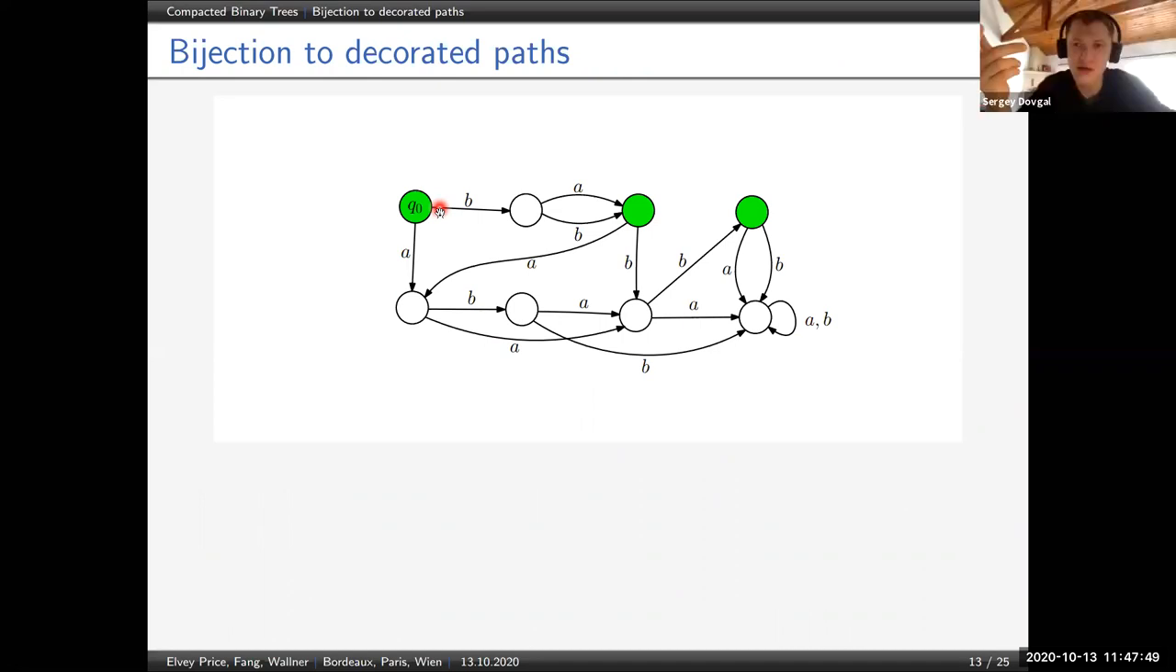But you say like automata recognizing a language from the alphabet with two letters. So do you make some connection with the language resulting in this enumeration, or is it just the structure itself?